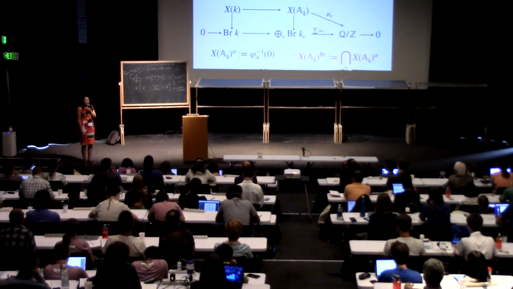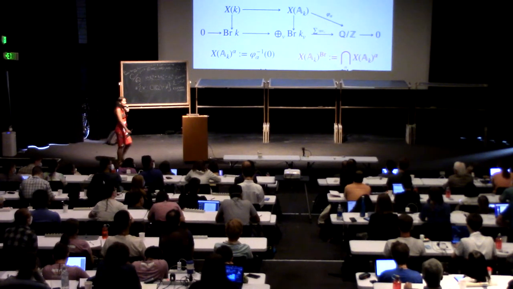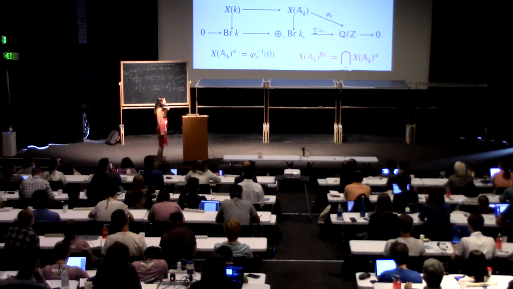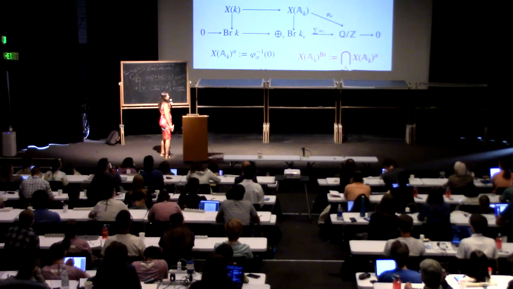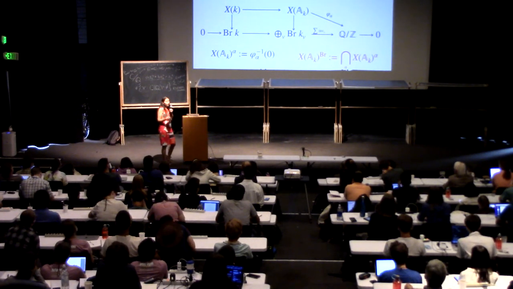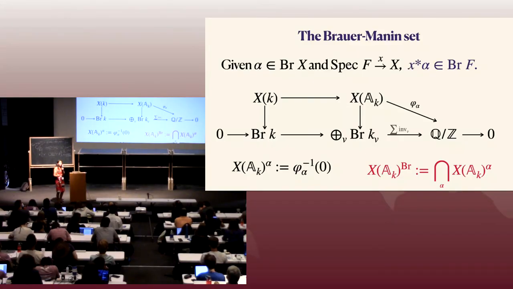More questions? Yes? That's right. Yeah, the top line is a map of sets, because I'm just looking at the k points of X or the adelic points on X, so I'm forgetting all of the other geometric structure on it. So phi alpha is just a map of sets, which is why I pedantically wrote phi alpha inverse instead of kernel of phi alpha, because it's not a map of groups. But when I was a grad student, I always wrote just the kernel of phi alpha, and then someone pointed out that I should really write phi alpha inverse more correctly.